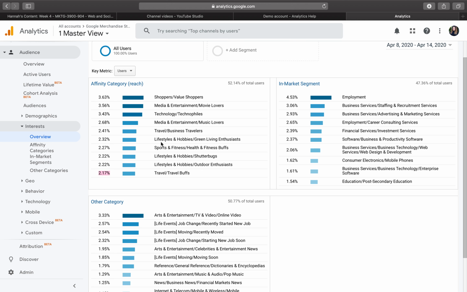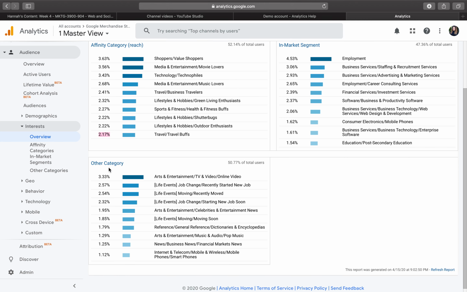But you can see through this how they're segmenting their lifestyles: hobbies, outdoor enthusiasts. It's so interesting to me to see how Google is separating their people. This one's my favorite, the in-market segment. We're going to come back to this one because I'm going to click on it later. And then these are other categories, classifying people who are into the arts and entertainment, TV, online videos. This is life events, right? If they recently changed jobs or started a new job, if they recently moved, or if they are starting one soon. It's the coolest thing, I think, that they actually know this information, and this is, again, based on the interest report.